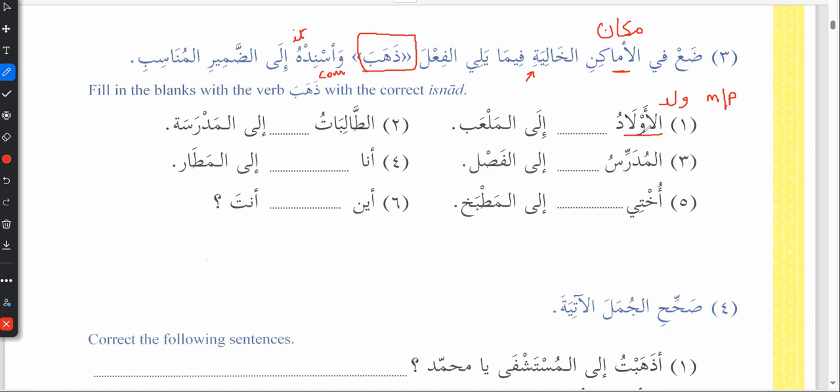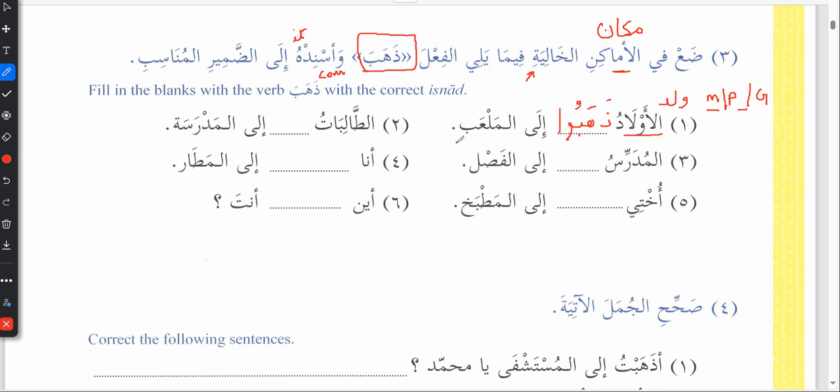So we need male plural and we need a ghaib. So now go back and reshuffle in the ghaib groups. What is the male plural? It's waw al jama. So dhahaba plus waw al jama. Dhahabu, with alif of protection. Ilal malabi.